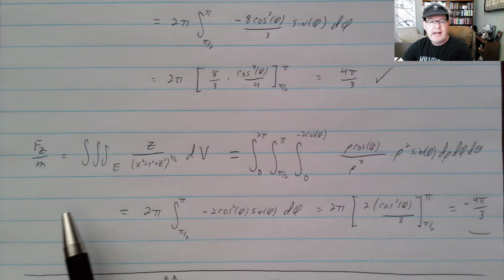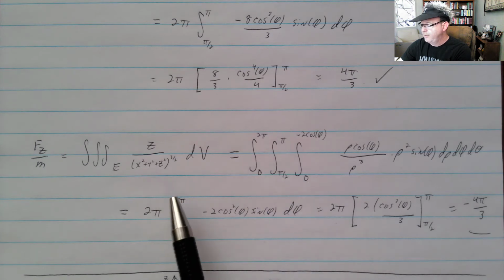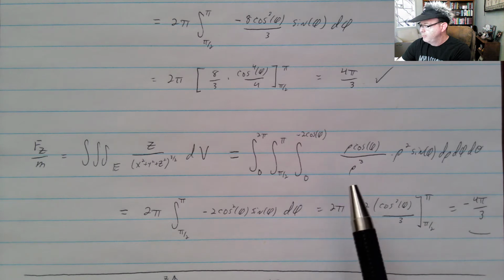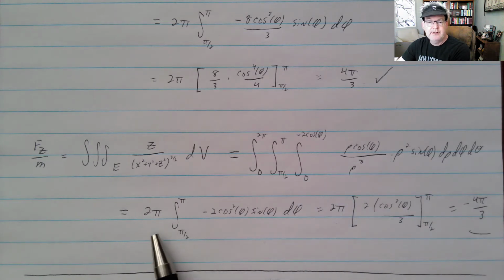For the force of gravity, it's those same limits, but this will be our integrand instead of 1. And in spherical coordinates, rho cosine phi is z. I did the theta integral already, 2 pi. And now again, I can integrate cosine squared sine.